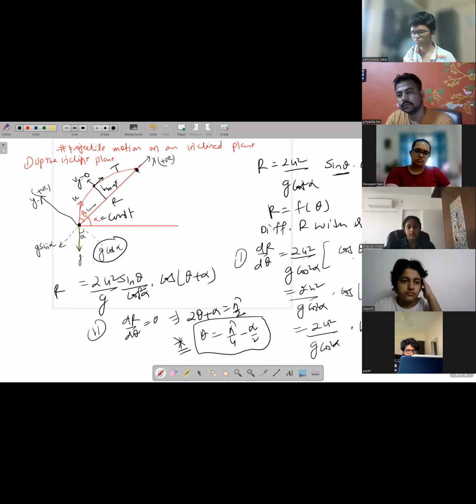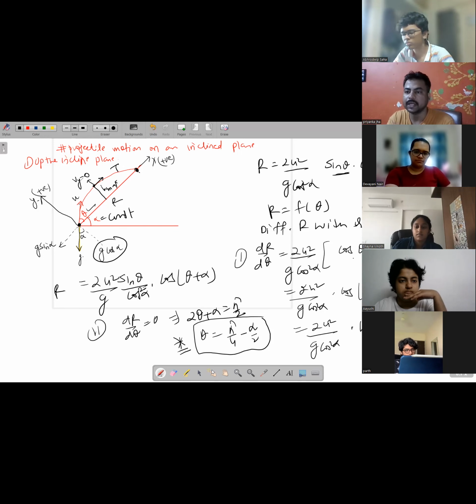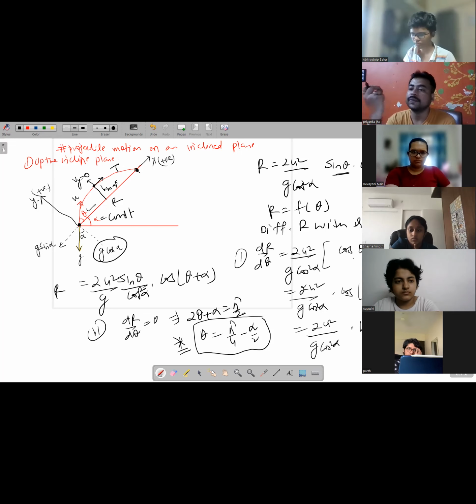So can you explain the last part again? See, suppose you have a function that is a function of theta, right? The variable part is theta. So whenever you have to find the maximum or minimum value of any function, the first thing you have to do is differentiate that function with respect to that variable. This function R depends on theta. If you vary theta, that is the angle of projection, you will get different range. So we differentiated it with respect to theta, and then we equated it to 0.